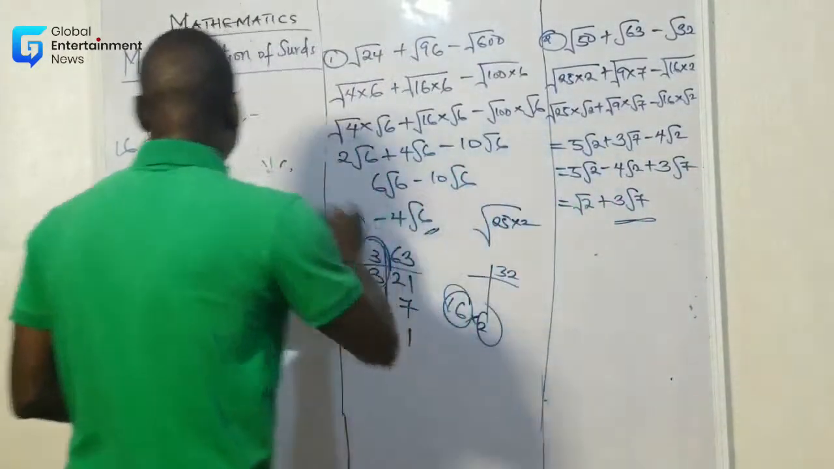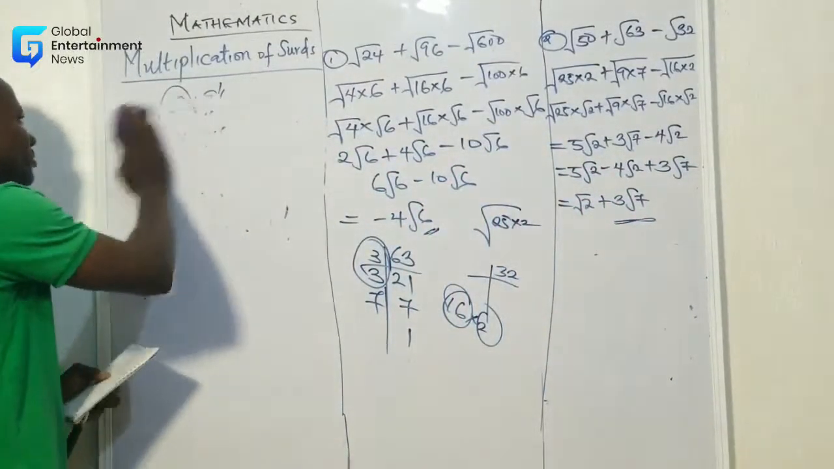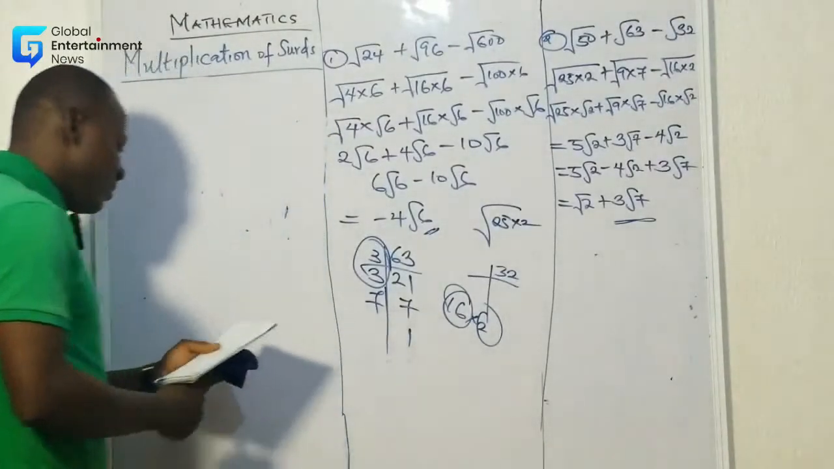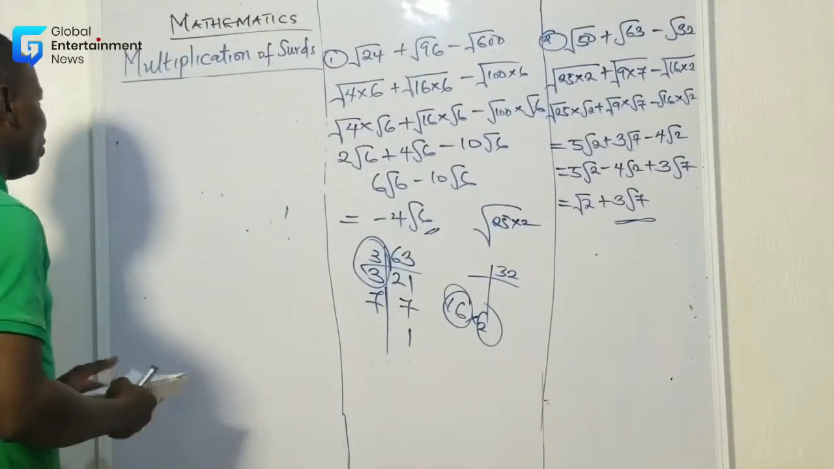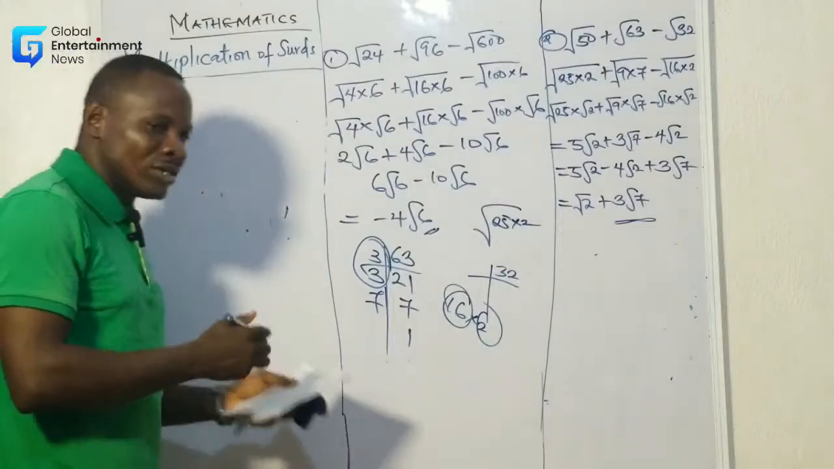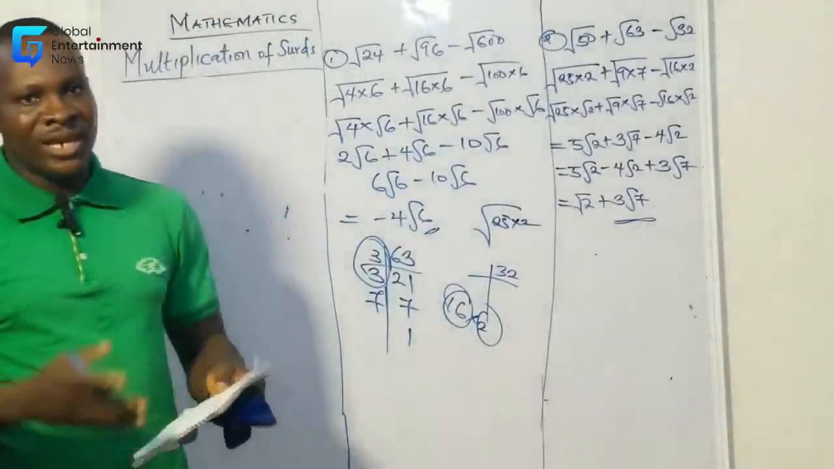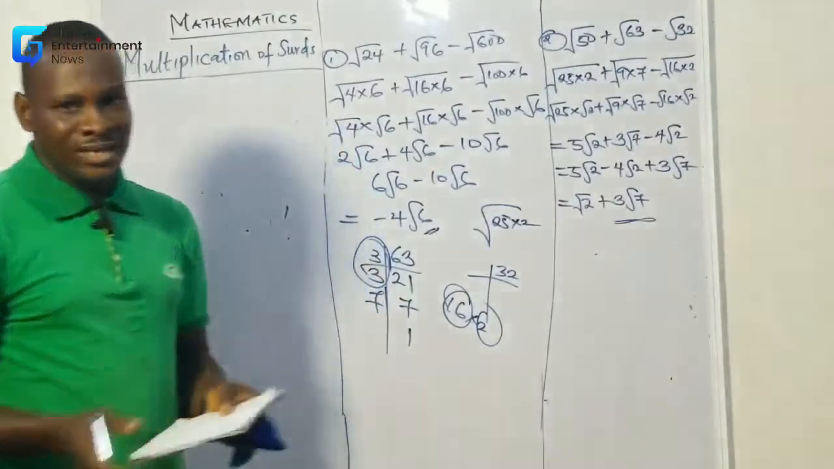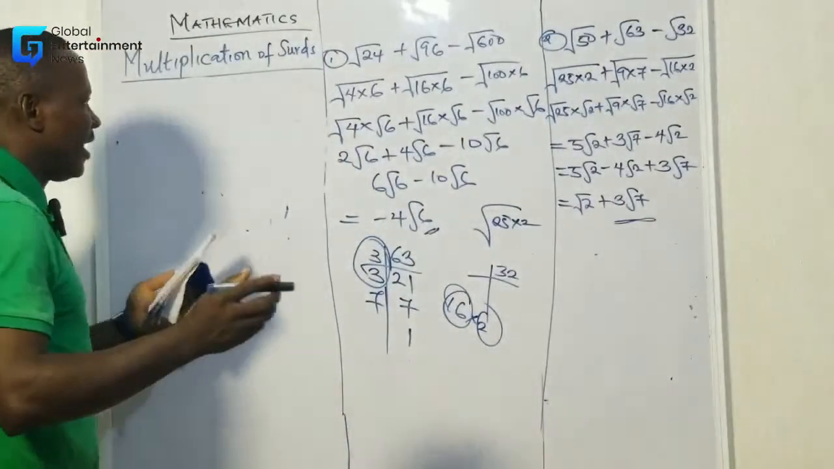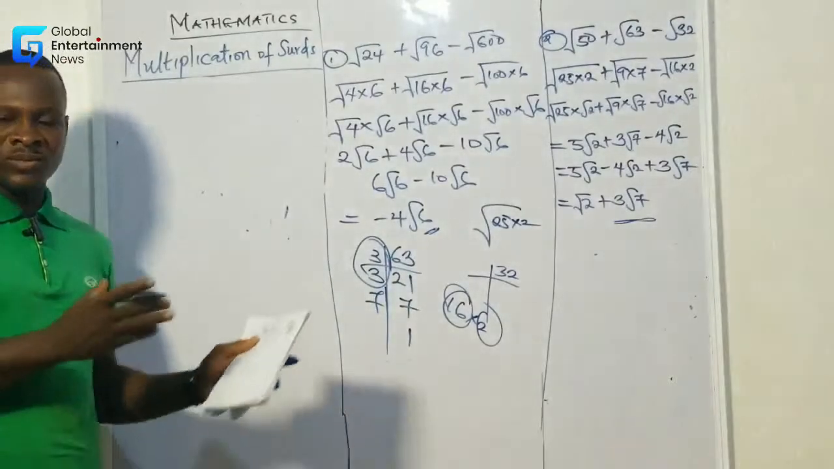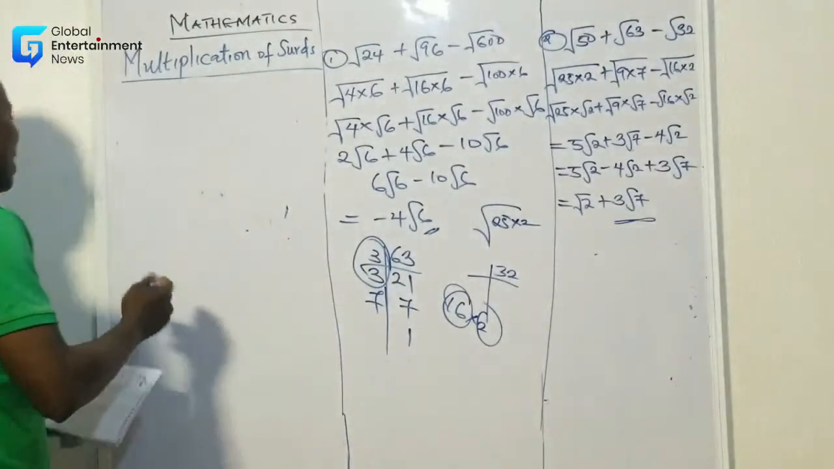let's talk about multiplication of surds. Multiplication of surds. Now, the multiplication of surds, I've told you, roots can multiply roots. The normal whole numbers, which are integers, can multiply normal integers. So we don't have any problem with that one. It's different from the operations addition and subtraction.